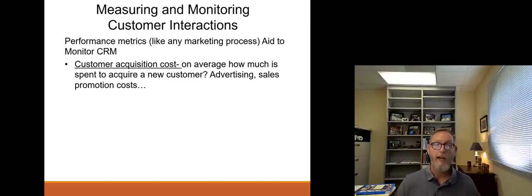So one would be acquisition costs. On average, how much is spent to acquire a new customer? So here's the thing. If you have a really strong brand and good brand equity and good quality, and people think very strongly and positively about our brand, then acquisition costs are lower.